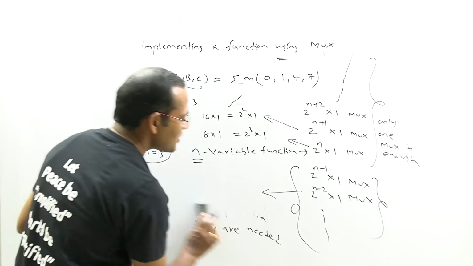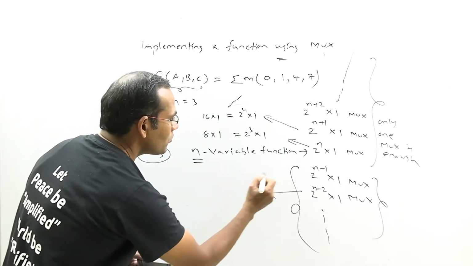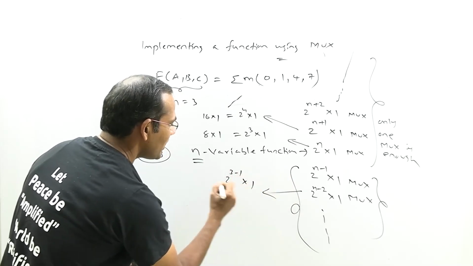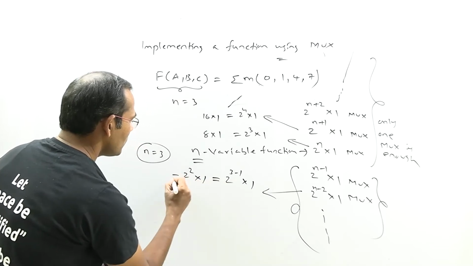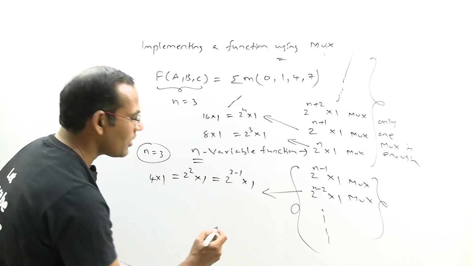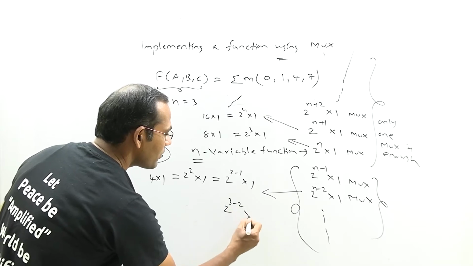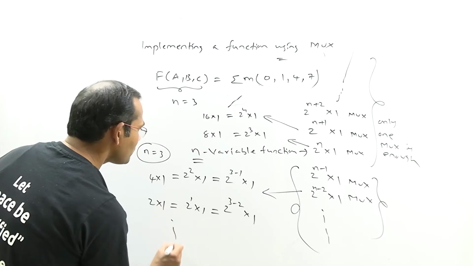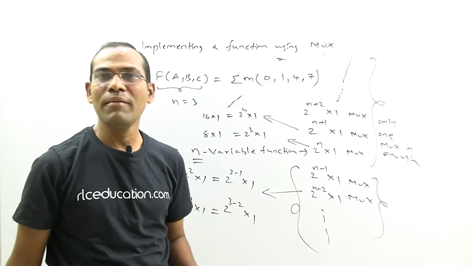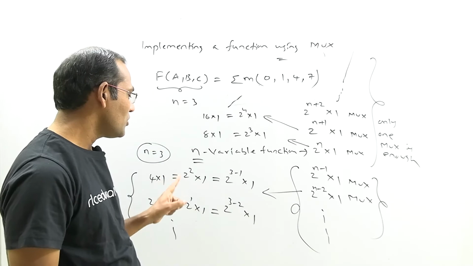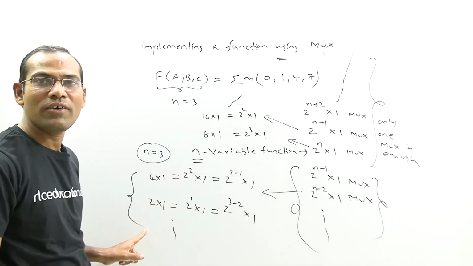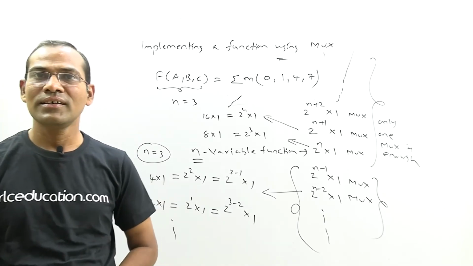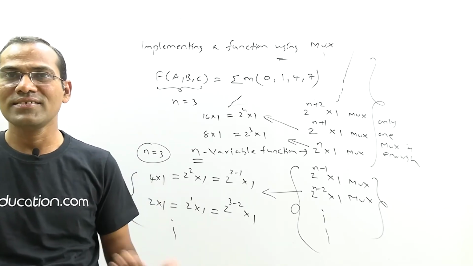Now, if we use 2 power n minus 1, like this, a 4 by 1 mux, or a 2 by 1 mux, and so on, I am implementing a 3 variable function using 4 by 1 or 2 by 1. Then for some functions, it may require extra gates.